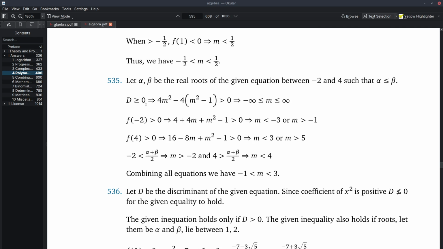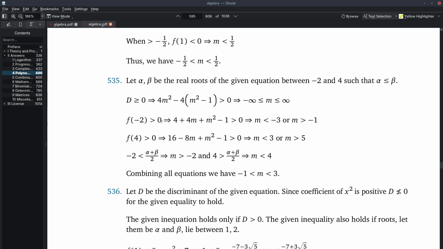Now, first we compute the discriminant to be greater than 0 because alpha and beta are real. So that gives us 4m squared minus 4 into (m squared minus 1) greater than 0. This implies that m lies between minus infinity and infinity, that is, it is true for all real values of m, because 4m squared simply gets cancelled, leaving 1 greater than 0. Now we compute f of minus 2, which should be greater than 0.